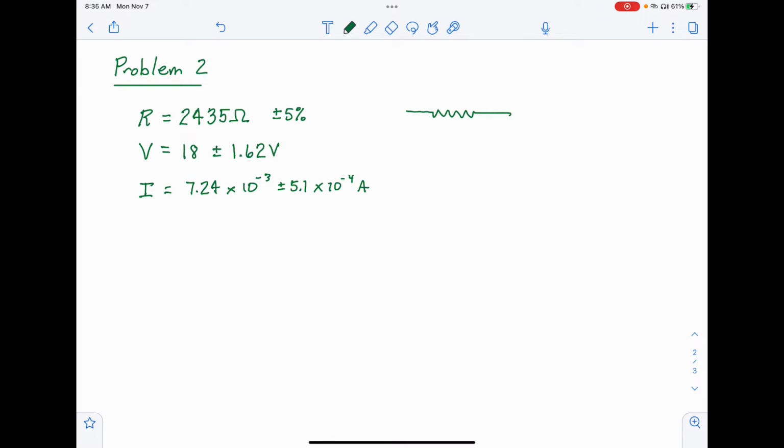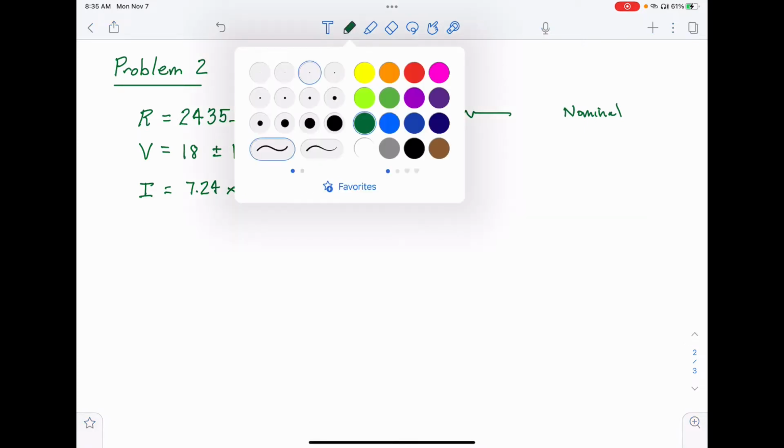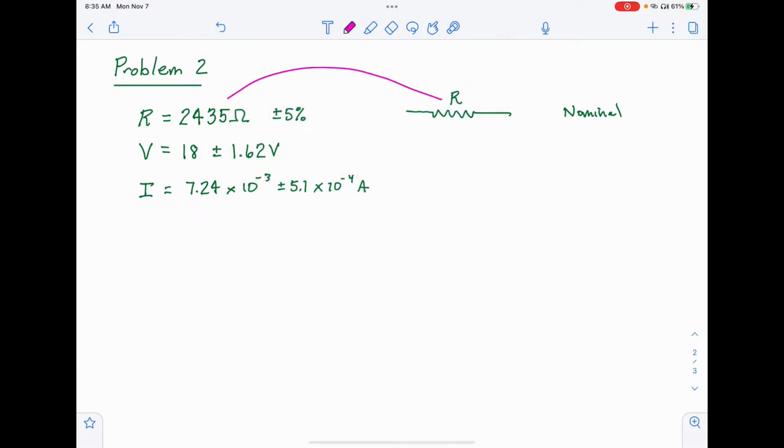So we refer to this as nominal, and it's not necessarily the measured resistance. So this is our R that we are referring to here. So that is that many ohms.